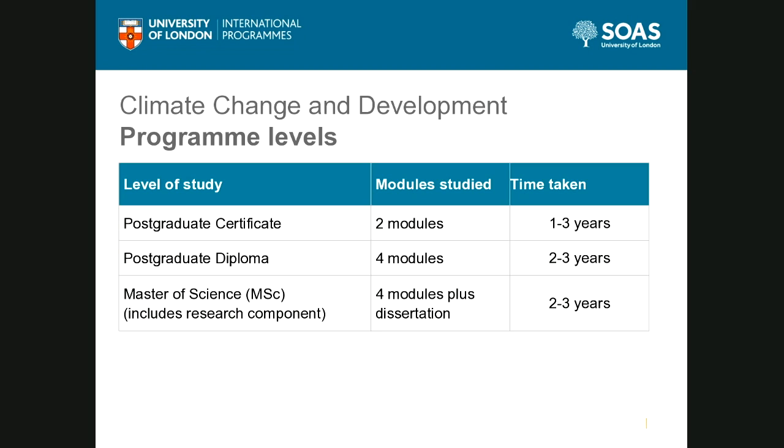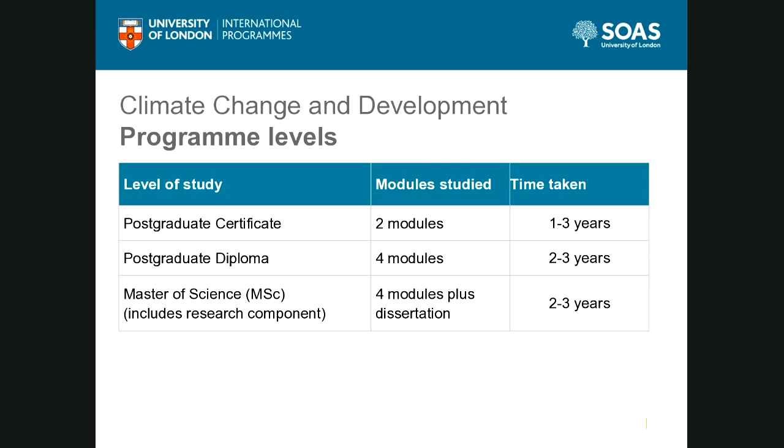So how can you study with us? Well, you can do it in a number of ways, depending on what best fits you, really. Most people go for the Master of Science, which basically entails taking four of our modules, which adds up to 120 credits, plus the dissertation, which is an extra 60 credits of work, and doing this over a 2 to 3 year period. 2 years is the minimum you can take to do it. 3 years at the moment is the maximum registration period that we have.